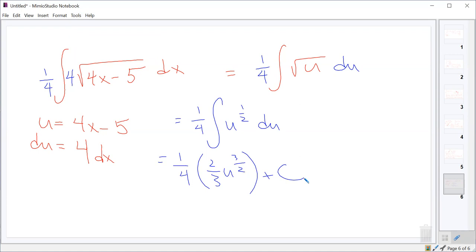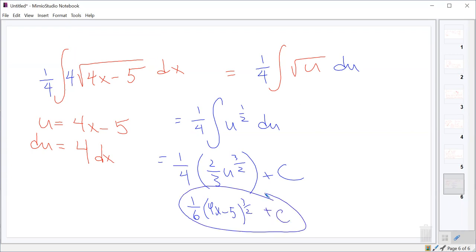And is that a good answer? No. Not a good answer because we need to first simplify 1/4 of 2/3, which should become what? 2/12, which is 1/6. And then u needs to be turned into x. And u is 4x minus 5. So we'll have 1/6 times 4x minus 5 to the 3/2 plus our constant.